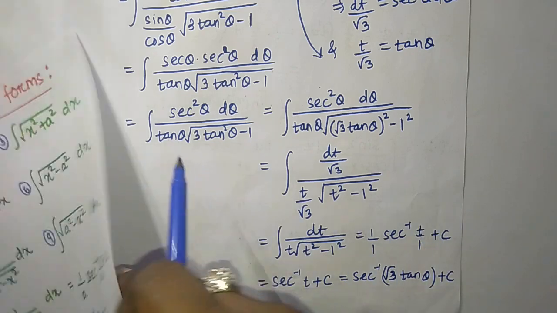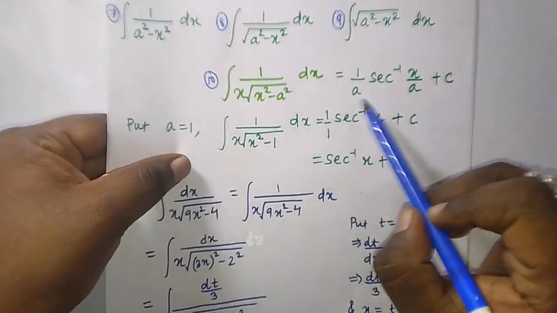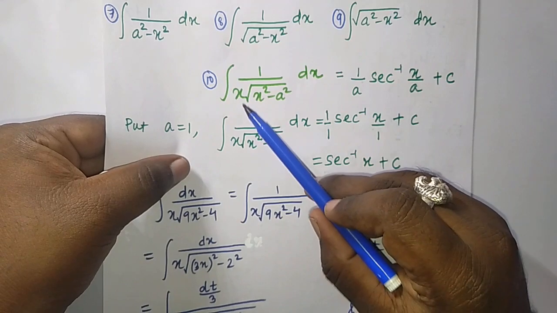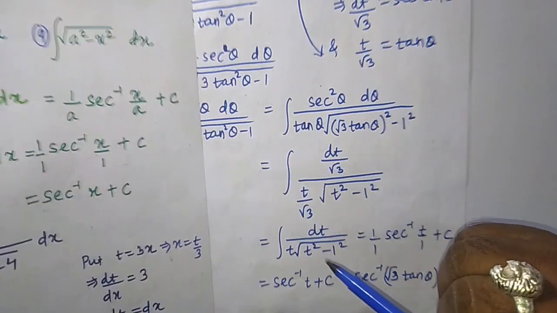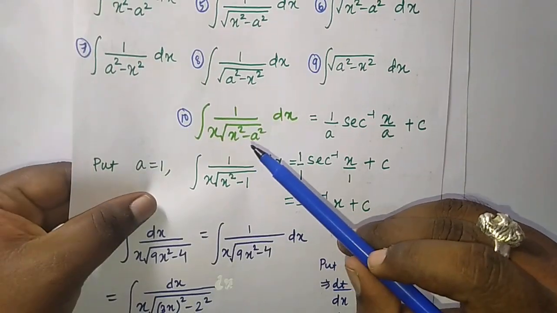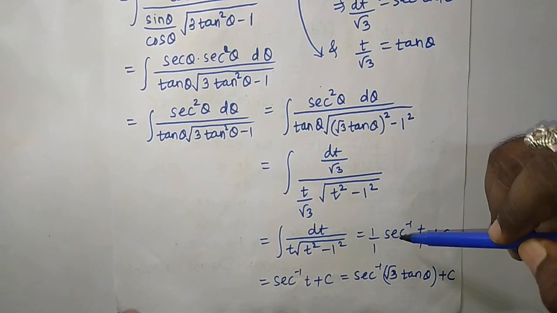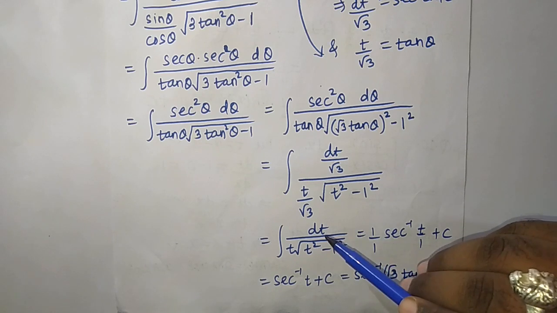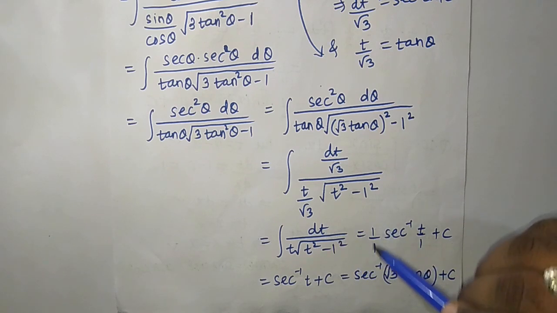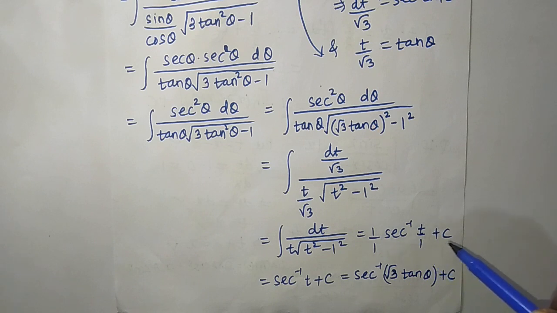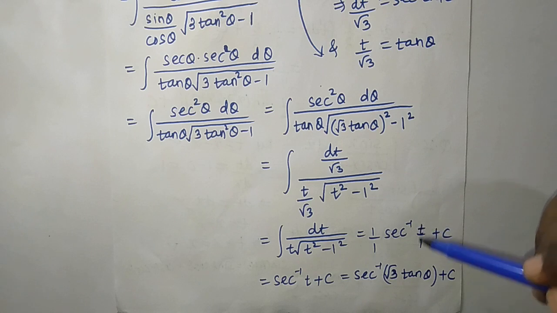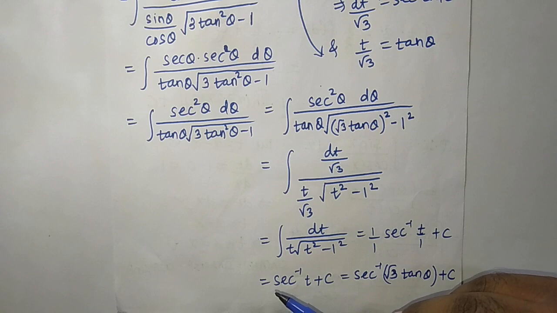So now again we have got this general formula. Okay, here this formula is in x form, but here it is in t form. Now in place of a, here 1 is there, so put 1 in place of a. So you have got the value of this integration is 1 by 1 into sec inverse t by 1 plus c. Okay, and this is equal to what? 1 by 1 is 1 into sec inverse t by 1 is t, so you have got sec inverse t plus c.